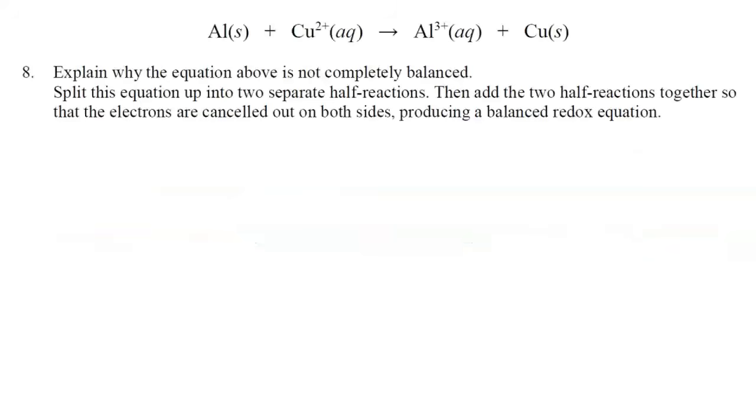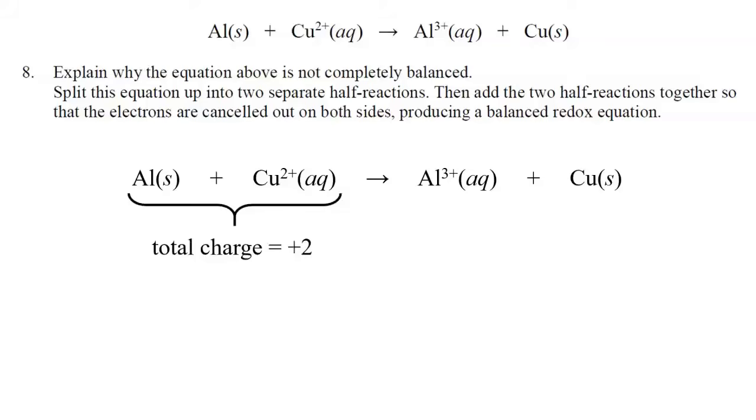Okay, let's take a look at question 8. It says, explain why the equation above is not completely balanced. So if we look closely, we realize that we have aluminum, which is an atom, but then we have a copper ion on the left. And on the right, we have a copper atom and an aluminum ion. So looking at those charges, they're not the same on both sides of the equation.